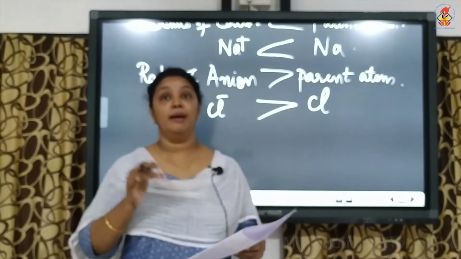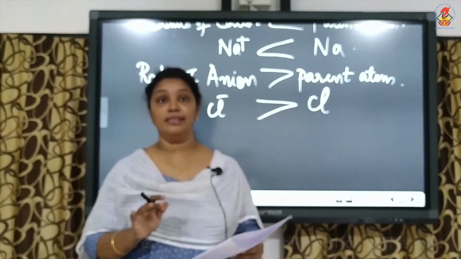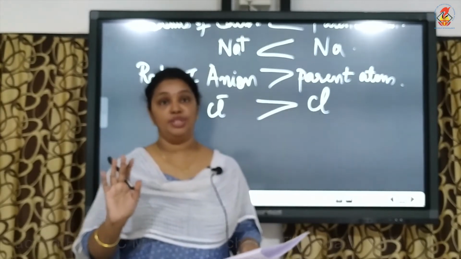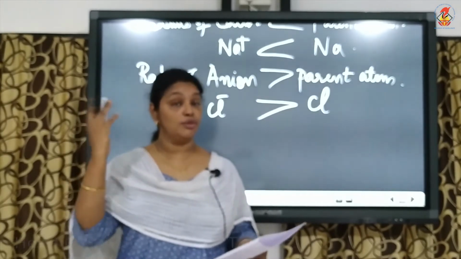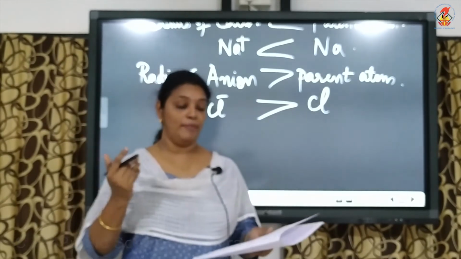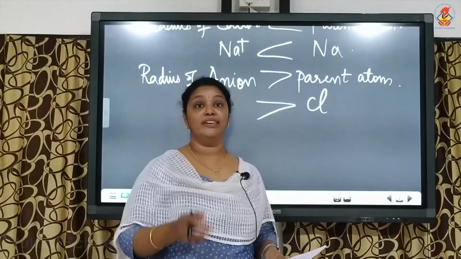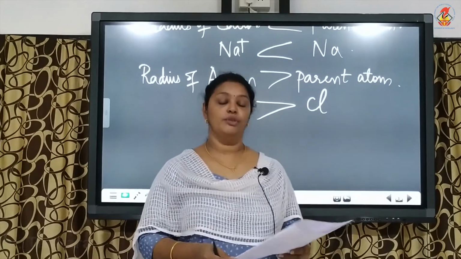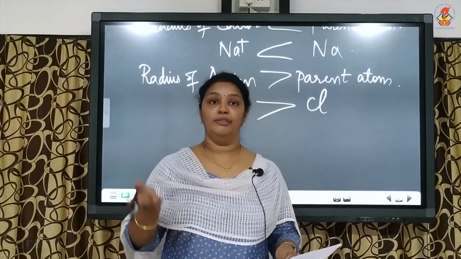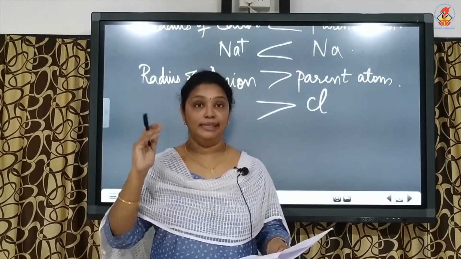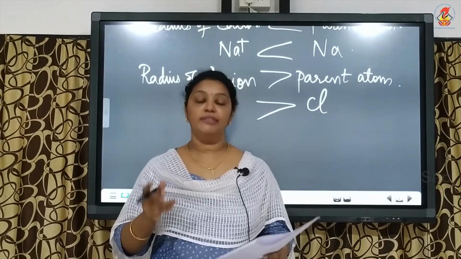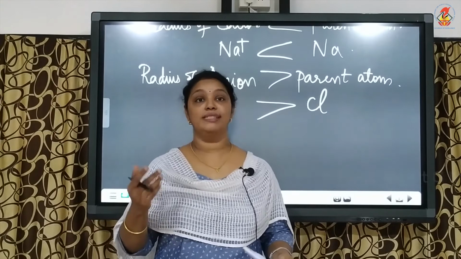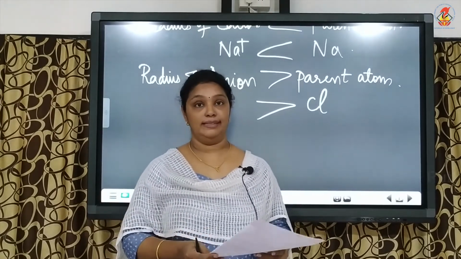So what happens? The number of electrons increases and nuclear charge remains the same. No change in nuclear charge. Now the number of electrons is more here. So what happens? Addition of electron will result in electron-electron repulsion. So force of attraction from nucleus on the electron decreases. Z effective decreases, ionic radii increases, or size of anion increases.